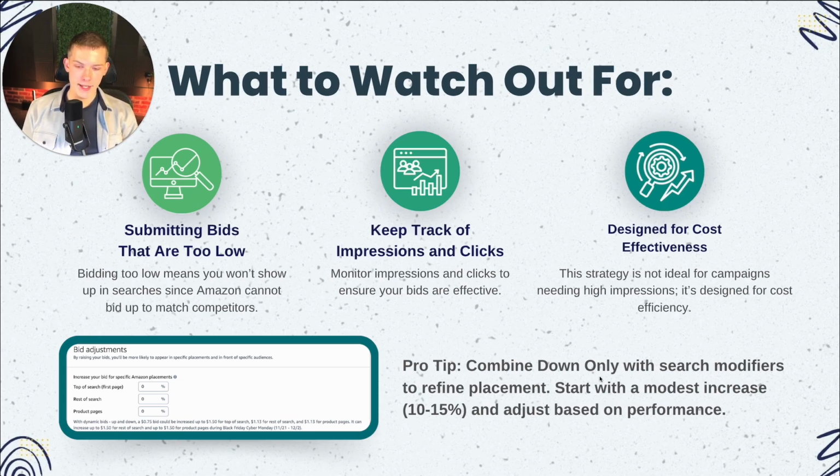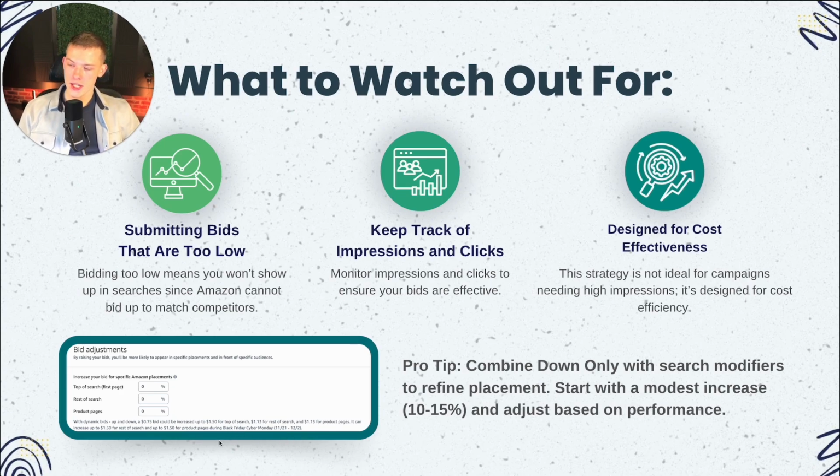If you combine down-only with search modifiers to refine placement, then you can be pretty much guaranteed to get that top of search. What bid adjustments are is you can adjust your bid by a certain percentage for top of search placement, rest of search, and product pages. This gives here inside of Amazon an example with up and down. A $.75 bid can increase up to $1.50 for top of search, $1.13 for rest of search, and $1.13 for product pages. It can be increased up to $1.50 for rest of search and up to $1.50 for product pages during Black Friday or Cyber Monday.